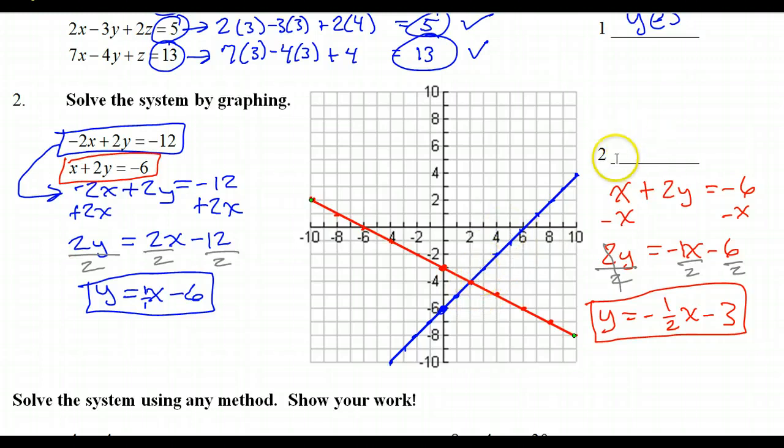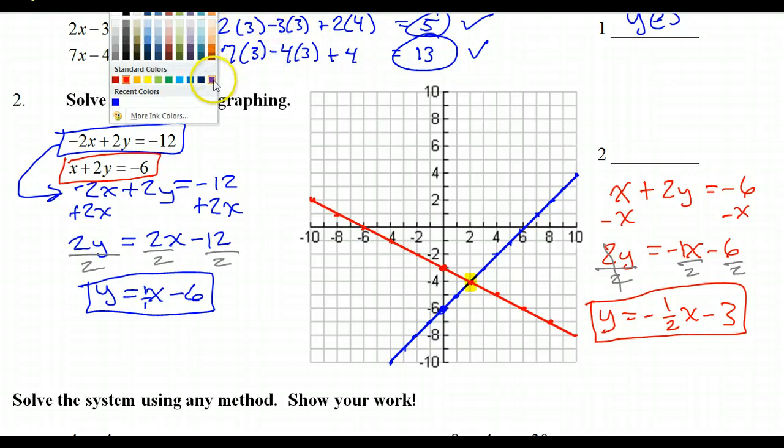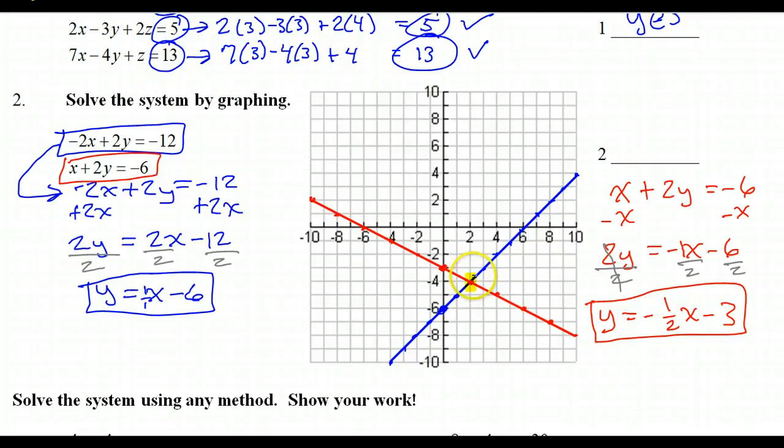But don't stop there. The solution is the intersection of these two lines. So you can see that these two lines meet at this point, and that is the answer. This is the point 2, -4. So do not stop until you go all the way to stating that intersection point, because that is the solution. In other words, x equals 2 and y equals -4. Very important.